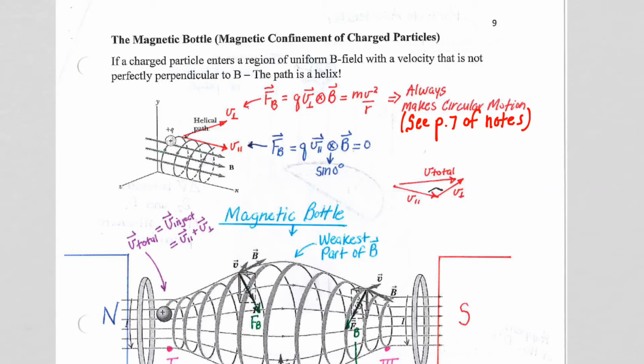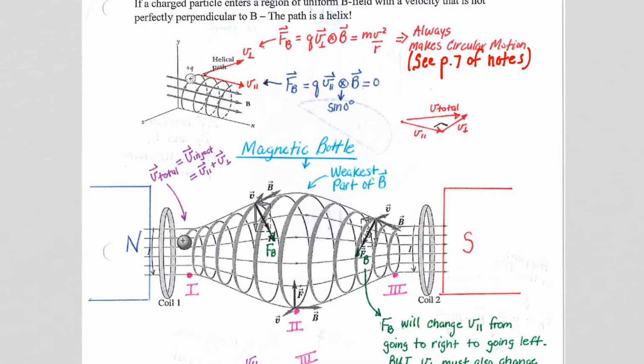In this lesson, we're going to talk about what's called a magnetic bottle or magnetic confinement of charged particles. Now, the specific details, as we look down here at our magnetic bottle, which I'll get to in a moment, you will not need to know either for our tests or for the AP tests.